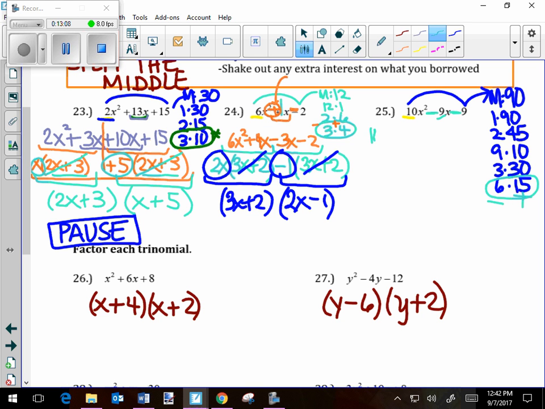I'm going to split the middle. So 10x squared minus 6x plus 15x minus 9. I took the -9x and I split it. I think I just did the signs backwards. Hang on. I'm going to redo that. I put them completely backwards. This should be minus and this should be plus. So when I write this down, 10x squared plus 6x minus 15x minus 9.